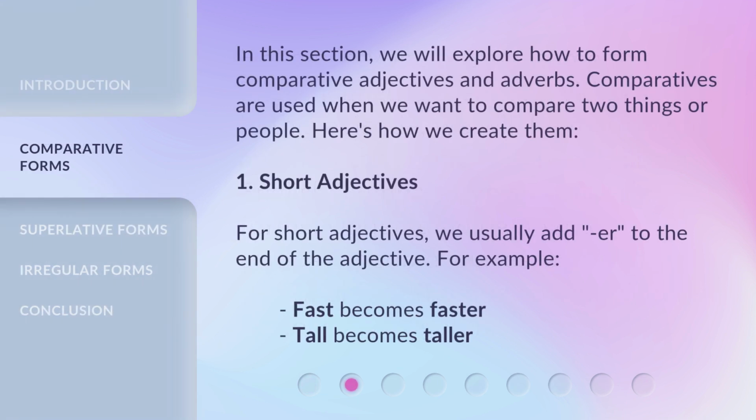In this section, we will explore how to form comparative adjectives and adverbs. Comparatives are used when we want to compare two things or people. Here's how we create them. 1. Short adjectives. For short adjectives, we usually add "er" to the end of the adjective. For example, fast becomes faster, tall becomes taller.